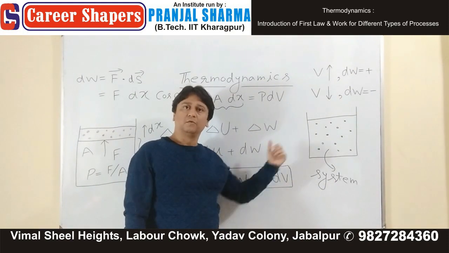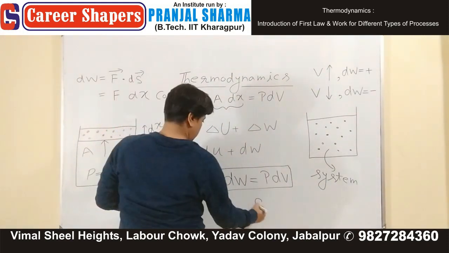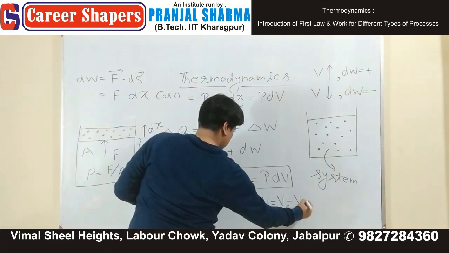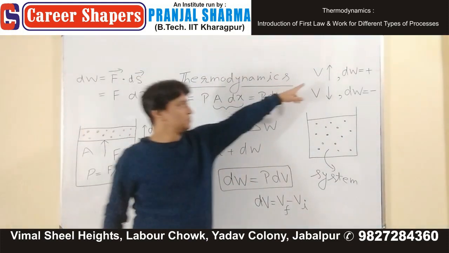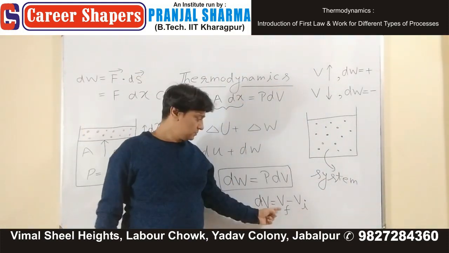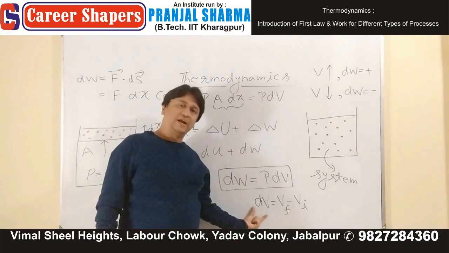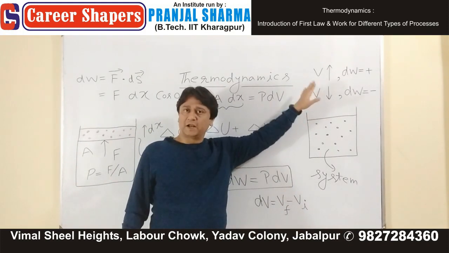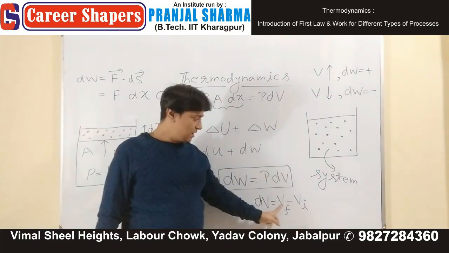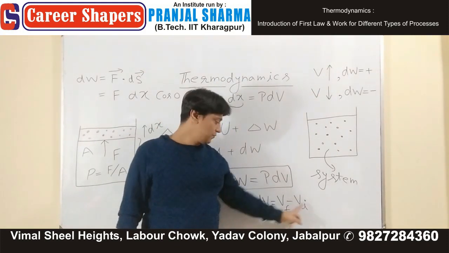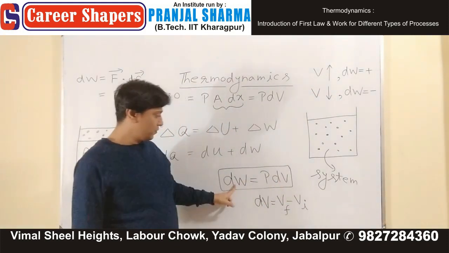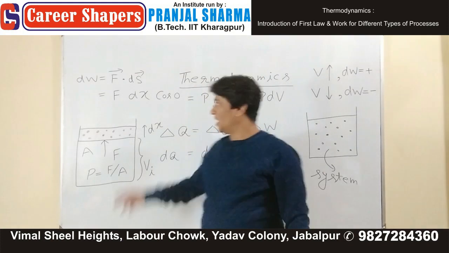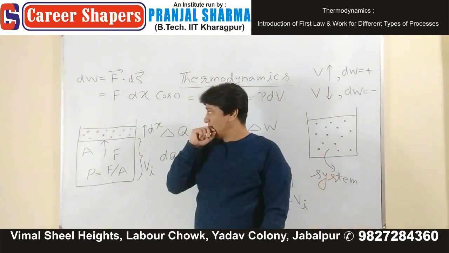What is dV? What does dV mean? Any d is always final minus initial. If your volume is increasing, that means this number dV is positive, V final is greater than V initial. If the volume is decreasing, then V final is less than V initial and therefore dV will be negative and therefore dW will be negative. But what have you learned in work-energy? You have learned this, and who will tell me this?